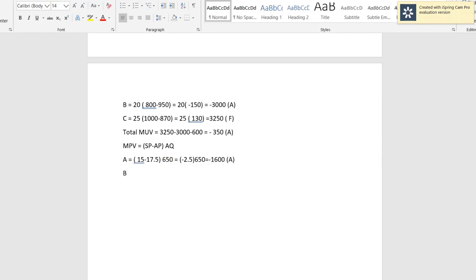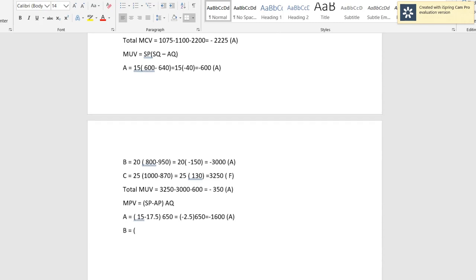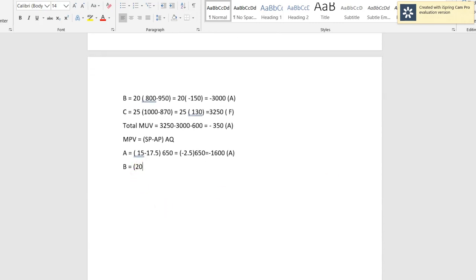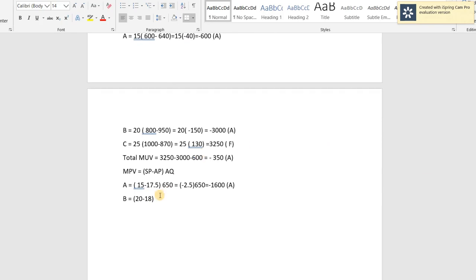Next, for material B, what is the standard price and actual price? For material B, the standard price is 20. Actual price is 18. Standard price 20 minus actual price 18 into what is the actual quantity of material B? Actual quantity of material B is 950, into 950 is equal to 20 minus 18, that is 2, into 950 is equal to 1900. This is positive, favorable variance.